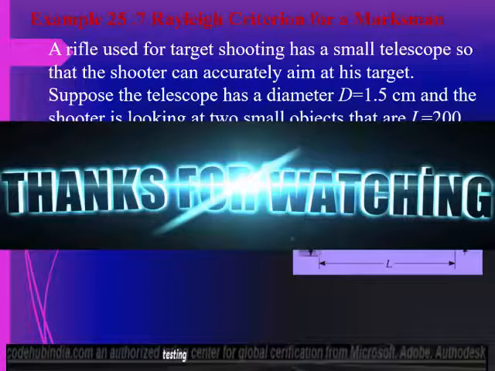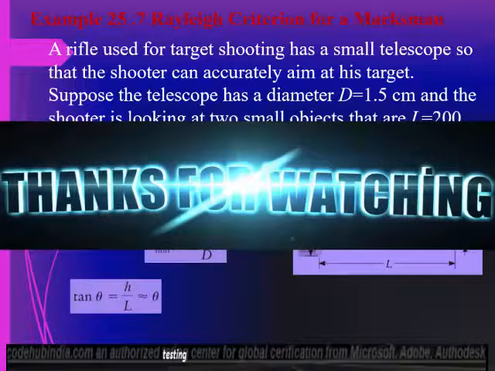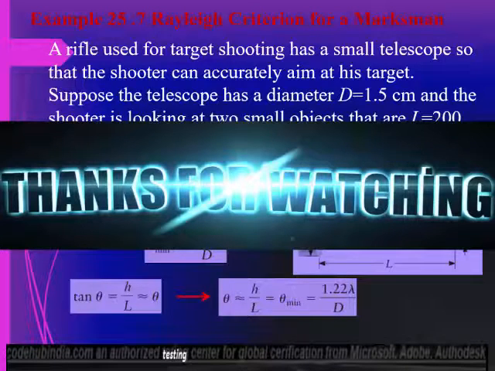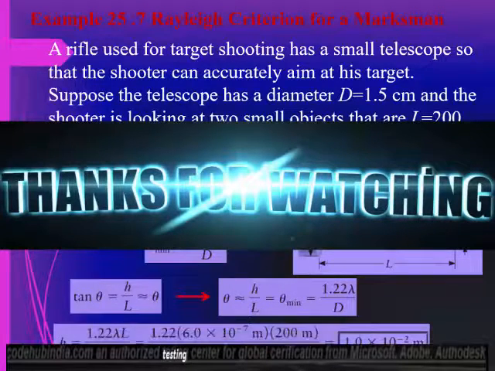Let me see. You have to calculate theta first. Theta will be almost very small, so it becomes h by l, that is the theta. Okay, and we can calculate the h like this.